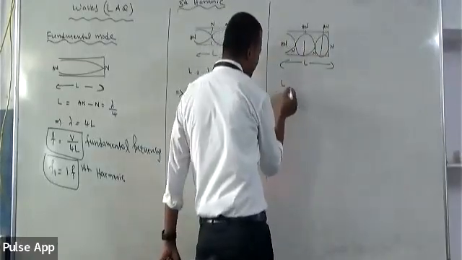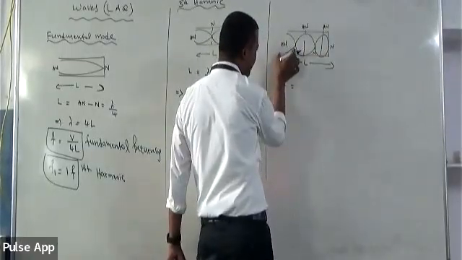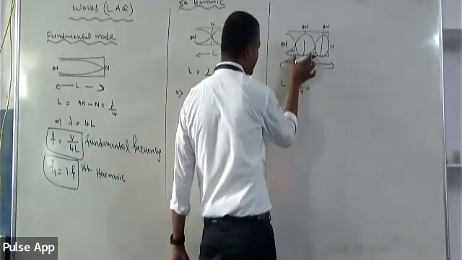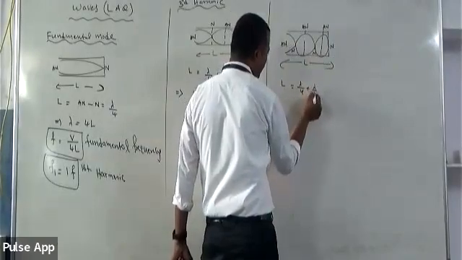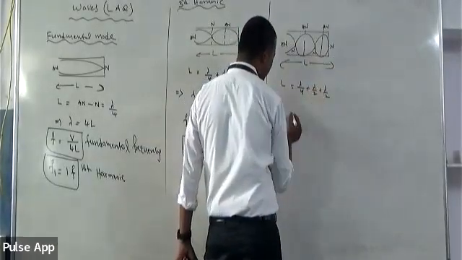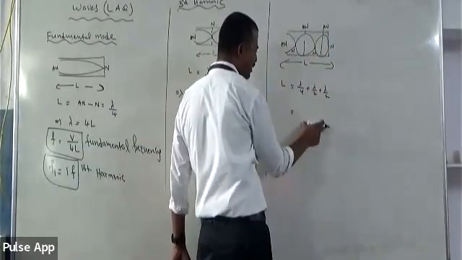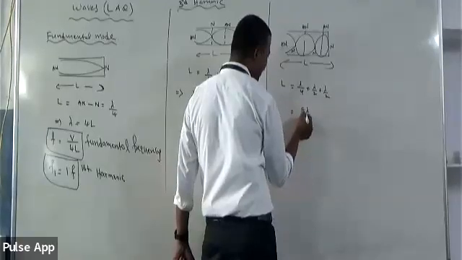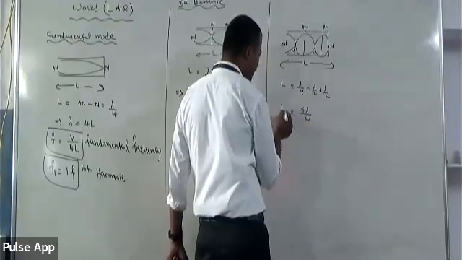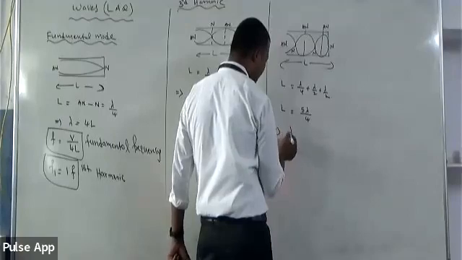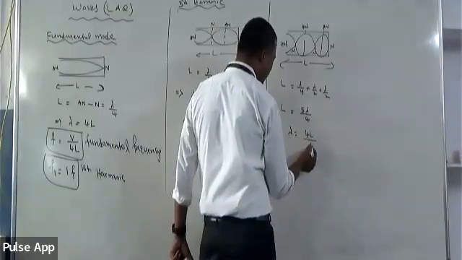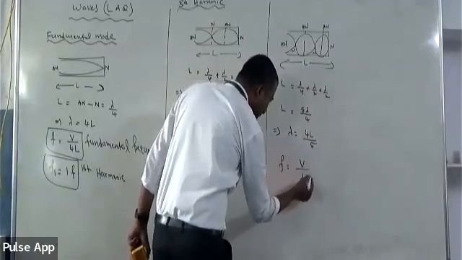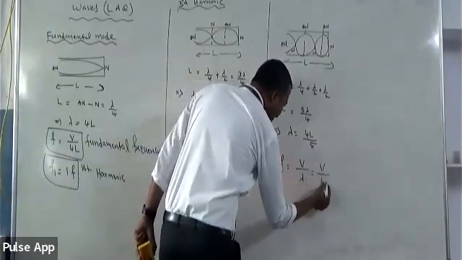Then as usual the length can be calculated: node to antinode, antinode to node is lambda by 4, plus lambda by 2, plus lambda by 2. It becomes, with 4 as the LCM, 1 plus 2 plus 2, which is 5. So we can write 5 lambda by 4, that is L. And from this lambda can be written as 4L by 5. And the frequency can be expressed as v by lambda, that is v by 4L by 5.